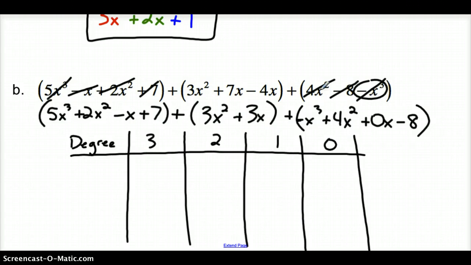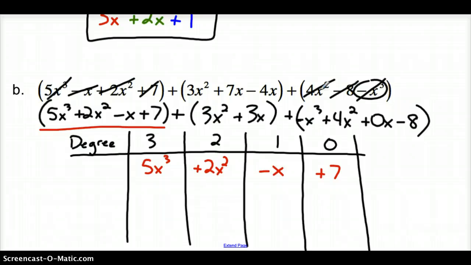My degree of 3, it looks like I only have a couple terms with a degree of 3, but I'll fill this in first. My first polynomial I'm going to call my red polynomial. My degree of 3 term is just 5x cubed, so I'll write that here. My degree of 2 is a positive 2x squared. My degree of 1 term is a negative x. And my degree 0, or my constant, is a positive 7. So we had placeholders for everything there.